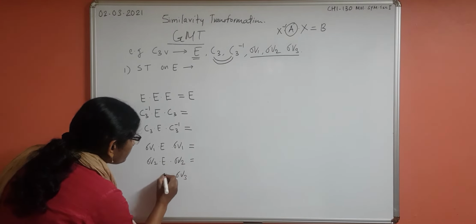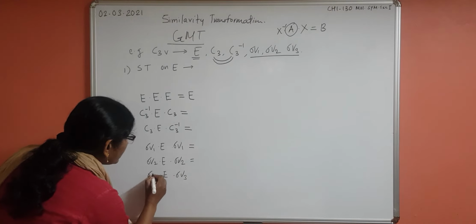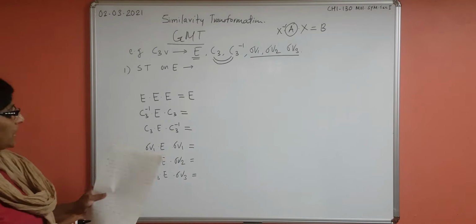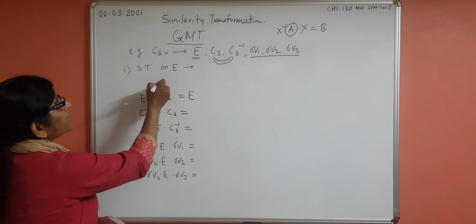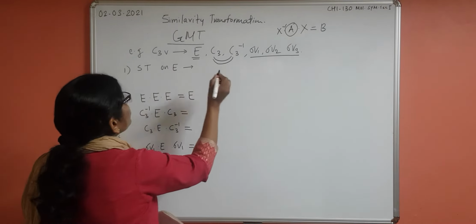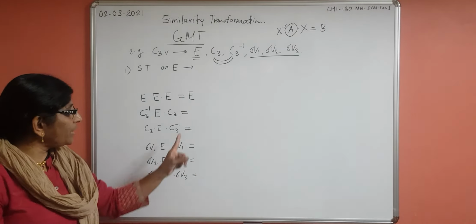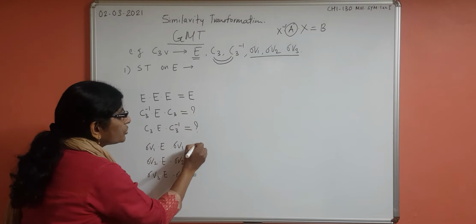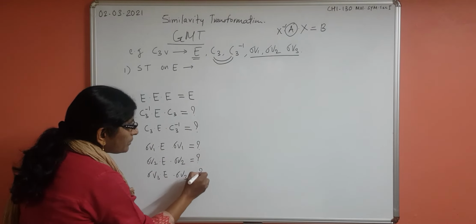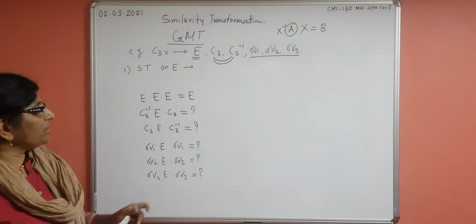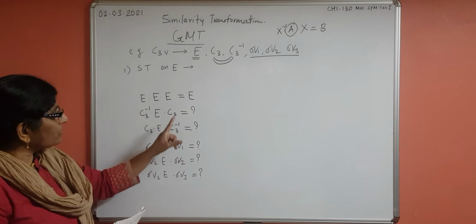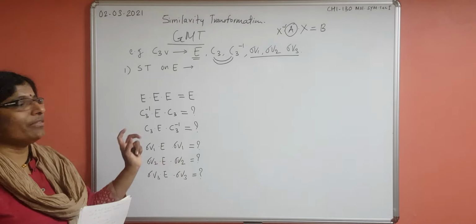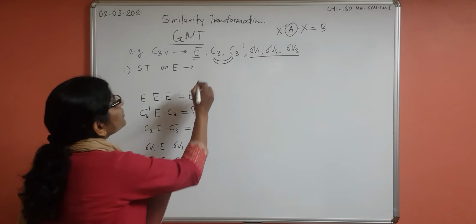Sigma V3 identity, sigma V3. Okay, so this is the way of writing equations. Now this is similarity transformation on identity. We are going to find these answers, I mean fill in these question marks, by using the group multiplication table which is provided in the question paper, right? You have to keep in mind I have not done the answers yet. I am just telling you how to write equations.